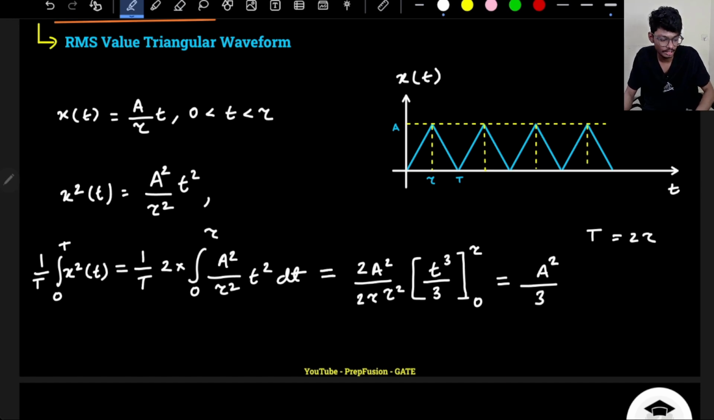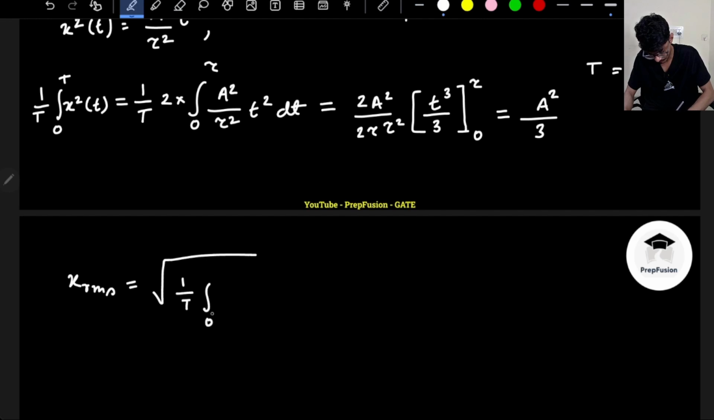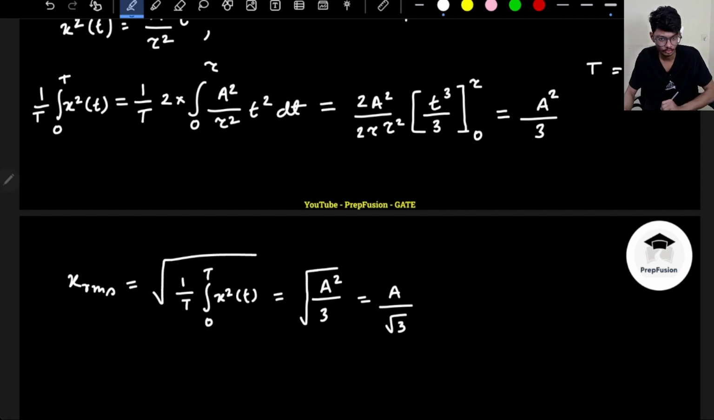And what is the RMS value? RMS value is ultimately the under root of this, right? So x RMS is basically the under root of the mean of x square, which is equals to A square by 3 whole under root. So it will be A by under root 3. So this will be basically the answer of this particular question.